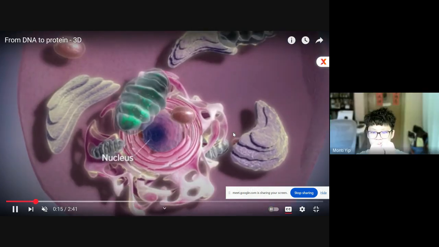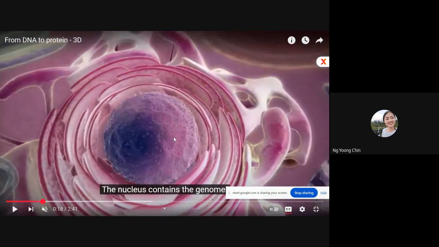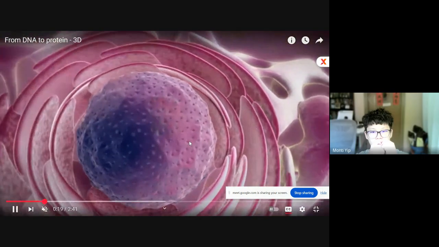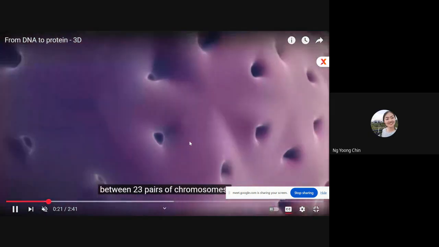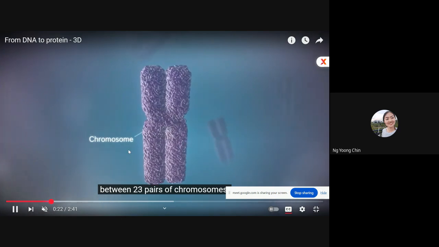Okay. Let's see the nucleus. You can see the nucleus, right? There's a lot of pores. Now you enter the pores. You see the DNA. You see the chromosome or the chromatid. So this is chromosome, okay?